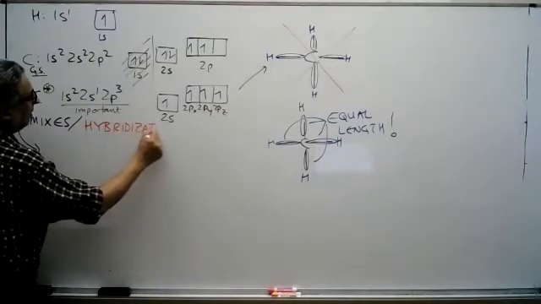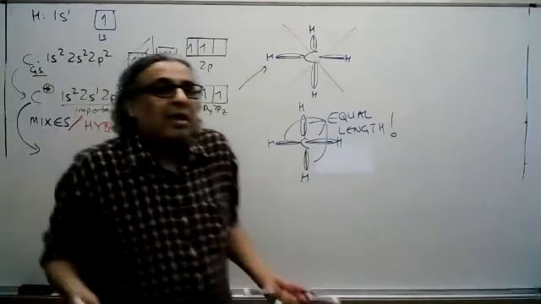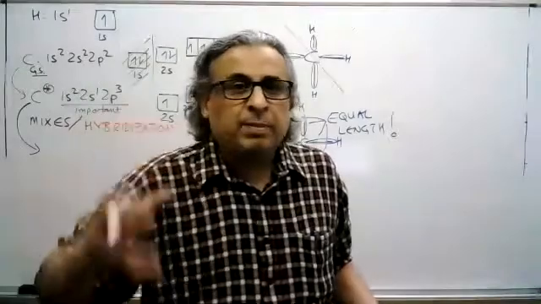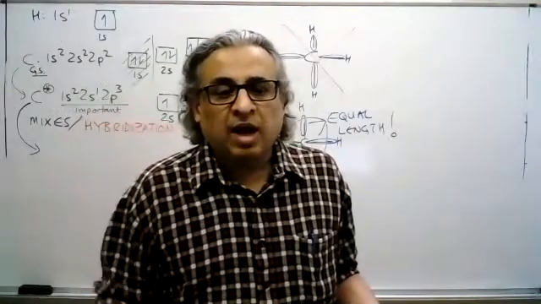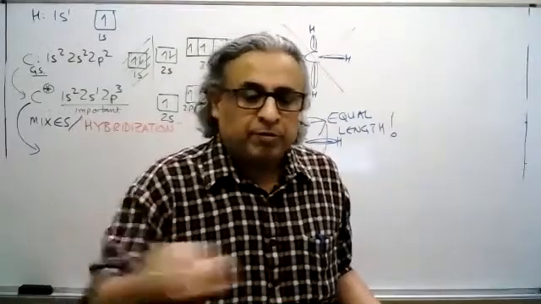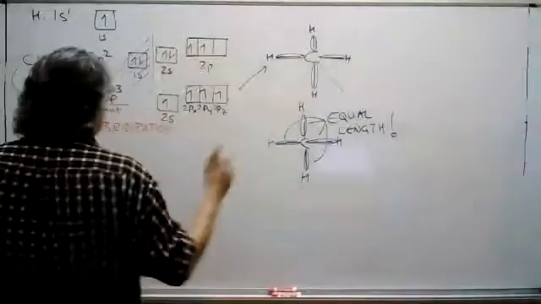Hybridization. Hybridization means nothing. You put 1 S and 3 P's in the blender, you blend for like 10 seconds, pull it out and pour it into 4 orbitals, and they look identical. That's it. That's all. It's pretty straightforward.